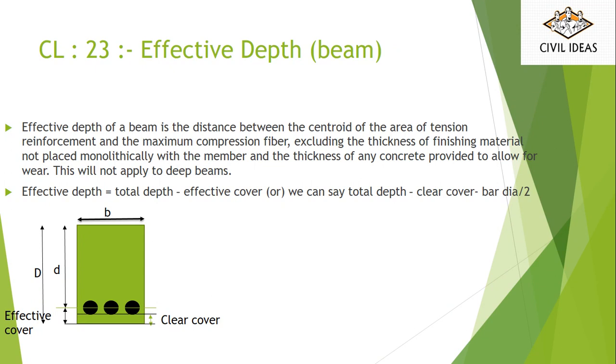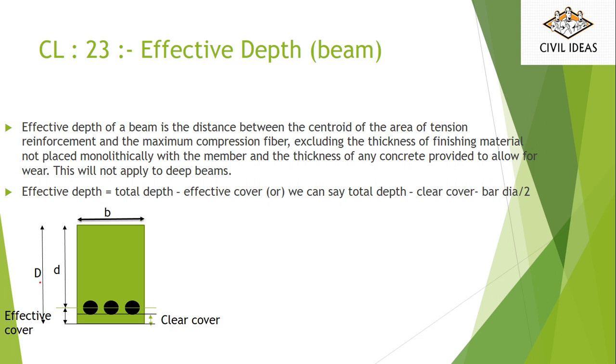So what is effective depth of a beam? The effective depth of a beam is the distance between the centroid of the area of tension reinforcement and the maximum compression fiber, excluding the thickness of the finishing material, not placed monolithically with the member and the thickness of any concrete provided to allow for wear. This will not happen in deep beams. Now, effective depth is equal to the total depth.